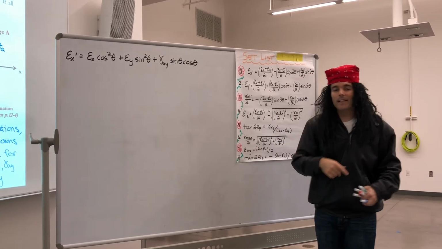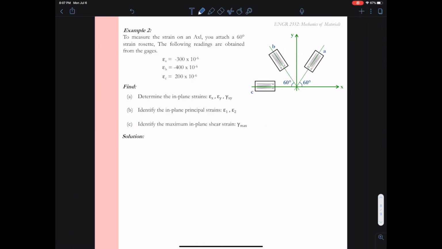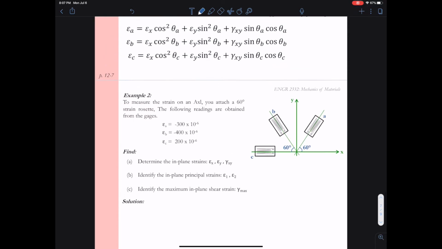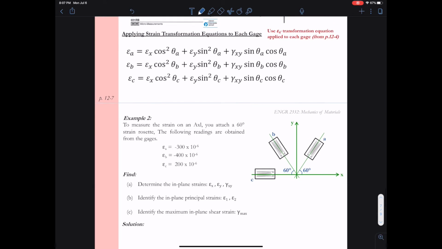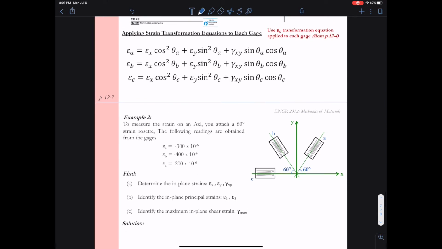All right, so let's take a look at example 2. In example 2, we're asked to measure the strain on an axle or any sort of plane, especially we're looking at 2D strain. So we have a strain rosette attached, a 60-degree strain rosette. Basically, gauge A, B, and C are separated by 60 degrees. We have the values for the measured strain, and we have to determine a few quantities, the in-plane strains and the principal strains and the max shear strain.